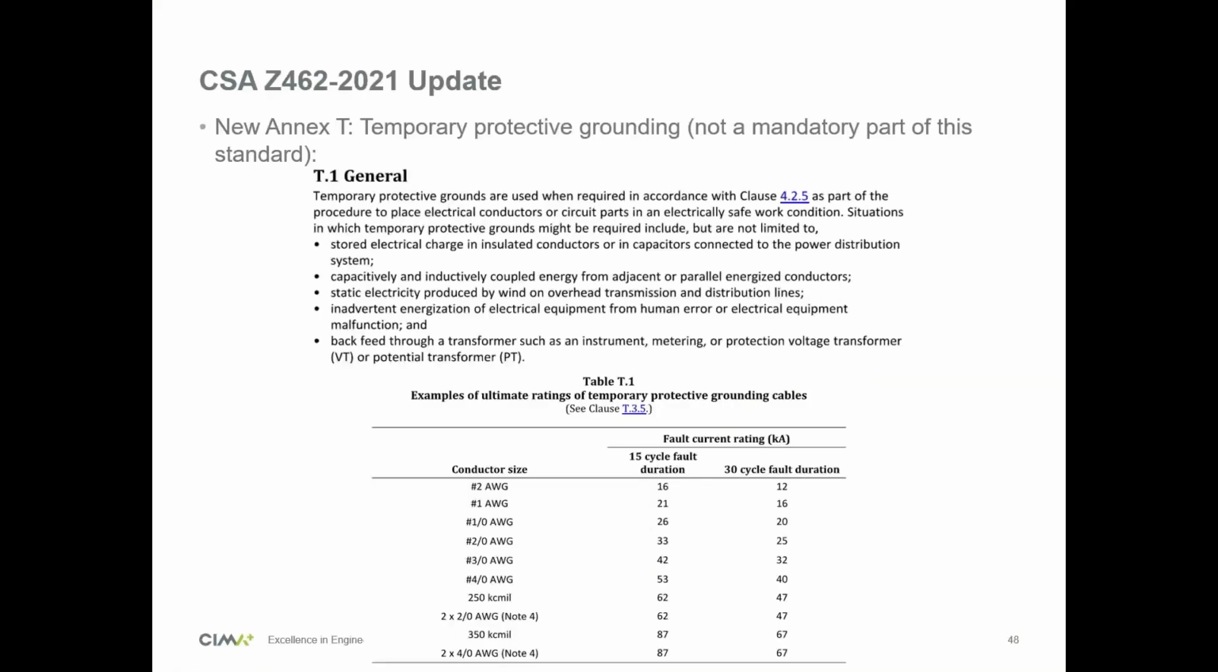And there's a new annex, actually, Annex T, which is called Temporary Protective Grounding. So again, it's informative only. It's not a mandatory part of the standard. So it's basically a new annex that tells you some details about temporary grounds. So how to handle them, how to maintain them, how to install them, what they are used for, and they give Table T1 here that gives the maximum fault current rating for different conductor sizes for these temporary grounds. So it's new information that has been added in this standard.